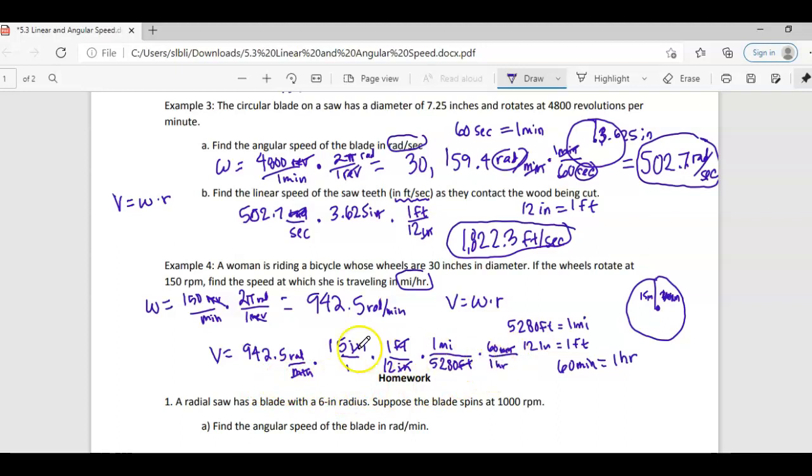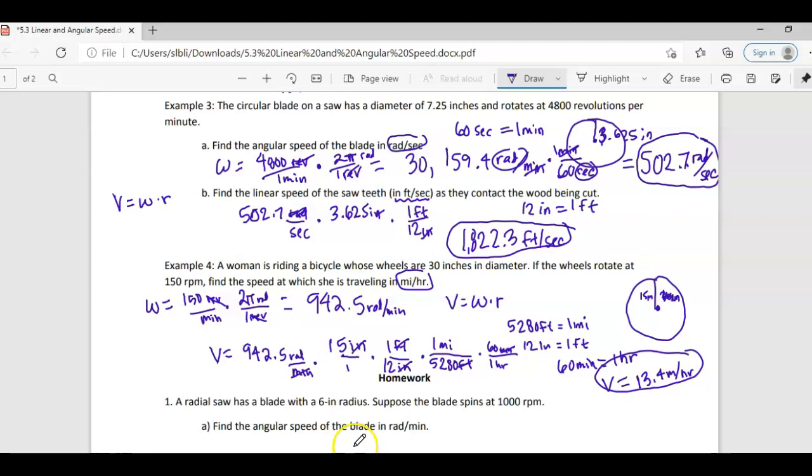So if I multiply 942.5 times 15 times 60 times 1 as well, but we don't need to actually do that, right? So 60 times 15 times 942.5, then take that answer and divide it by 12 and also divide it by 5,280 feet. If I do all of that, it's going to come out to 13.4 miles per hour. So she's traveling about 13.4 miles per hour on her bike, which seems reasonable. So make sure that your answer seems reasonable for what it's asking.